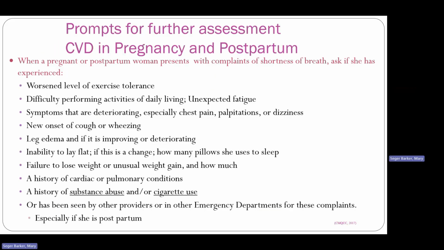So, prompts for further assessment in pregnancy and postpartum for cardiovascular disease when she presents to your unit. Does she have worsened levels of exercise tolerance or daily living, unexpected fatigue, chest pain, palpitations, dizziness, new onset cough or wheezing? Does she have leg edema? In the postpartum period, all those symptoms should be improving. They shouldn't be getting worse. How does she sleep? How many pillows does she use to sleep? Where does she sleep? Failure to lose weight or unusual weight gain, and how much? How much is she urinating? A history of cardiac or pulmonary conditions. Does she use substances or cigarettes?